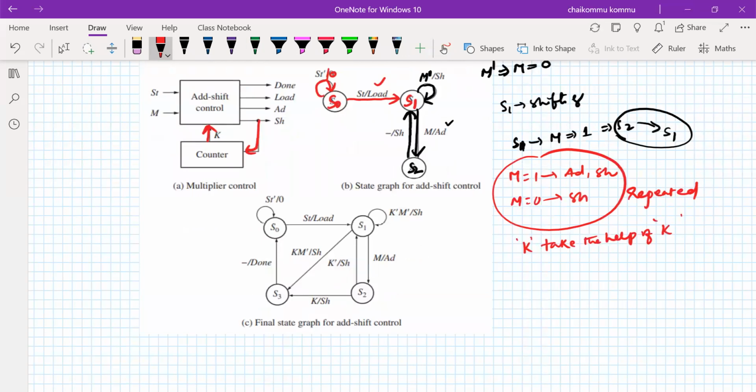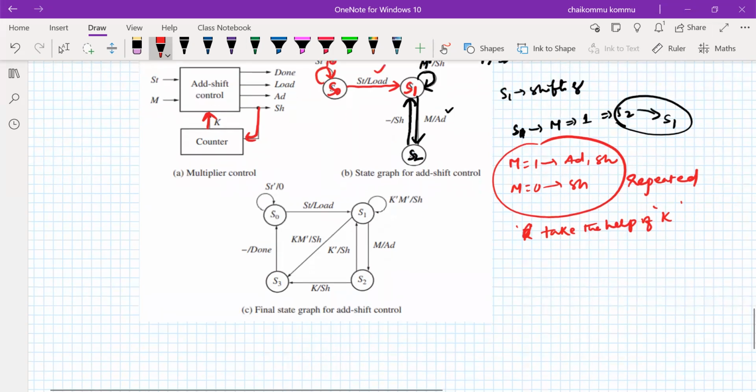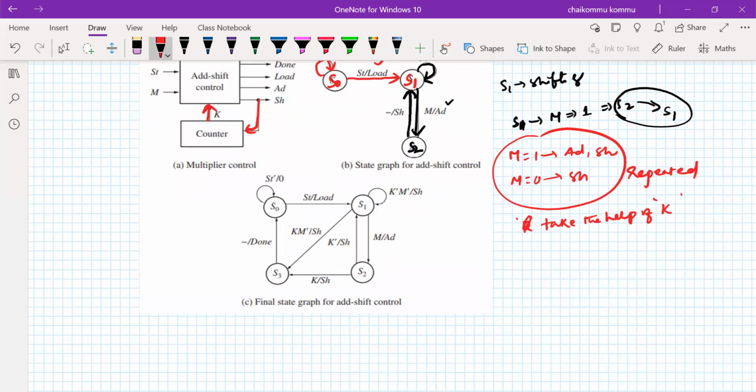From the counter, as simple as that, we take the help of K, meaning counter help, that we have to consider. After 4 shifts, since a shift happens every time, once 4 shifts are done, stop, saying the multiplication is complete. So for that we are going to introduce a new concept called K. When M is equal to 0, shift has to be performed. Meanwhile we have to add K dash also. The K dash is meant for K is equal to 0.